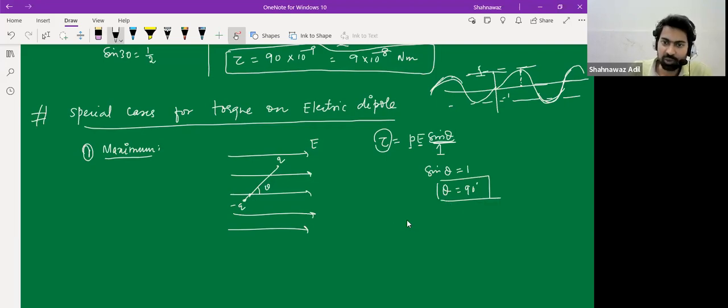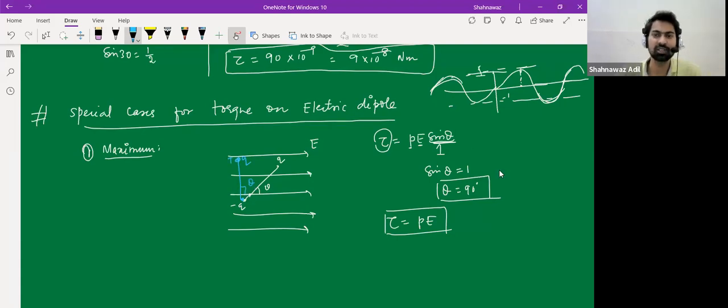So then torque would be simply PE, right? So this is how we place this dipole to have the maximum torque, maximum rotational force, right? So for this, theta should be 90 degrees. Understood, guys? Any doubt in this? No, sir. Okay, yeah.